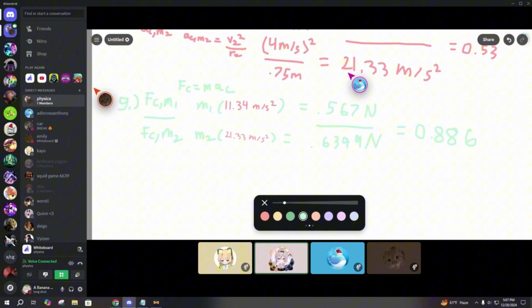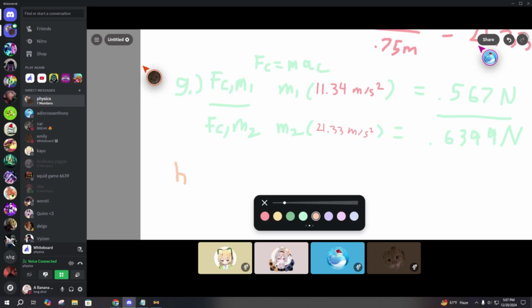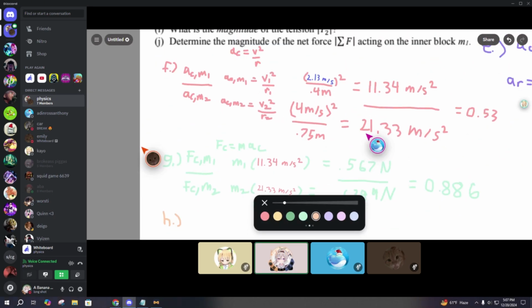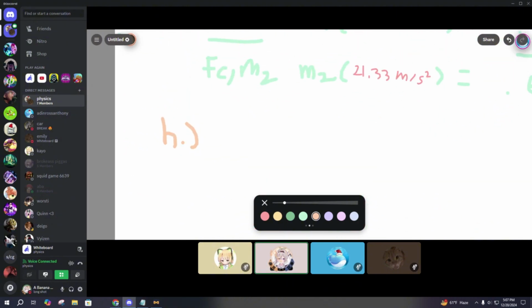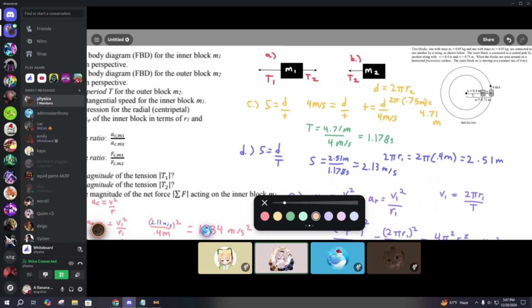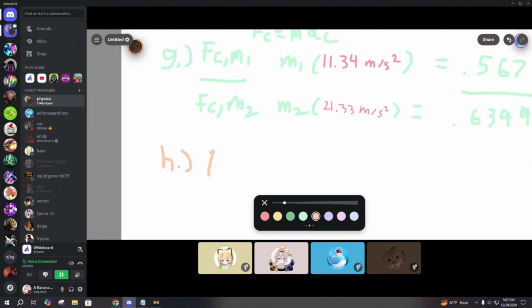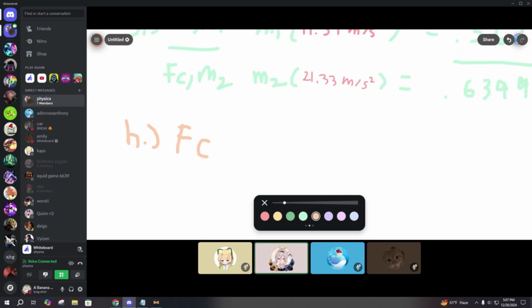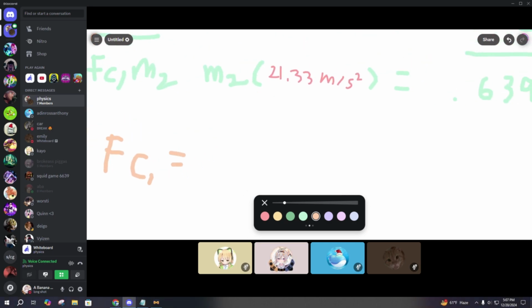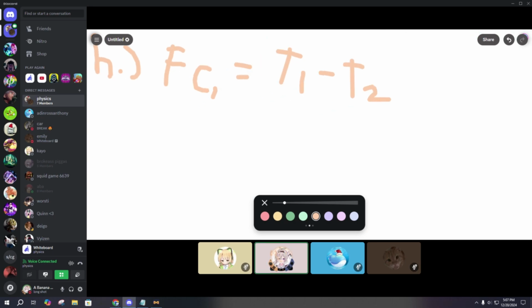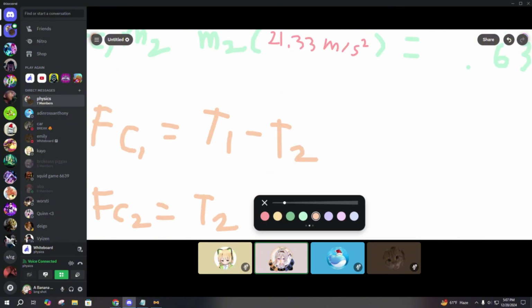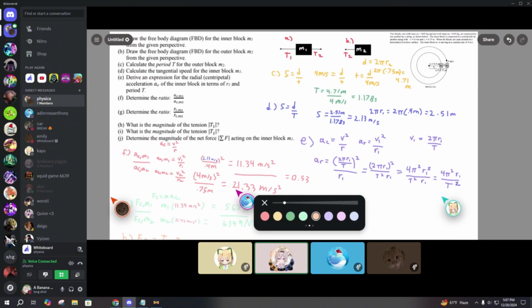Now for H. H wants the magnitude of tension T1. Well, let's write out what tension T1 is a part of first. So I know that T1 plays a role in FC1, right? Because it's the net force of the forces going inwards that act on block 1, on that same plane, inwards and outwards. So FC1 is equal to T1 because that's pulling inwards, but it's also minus T2 because that's pulling the block outwards. And then let's write FC2. It's just going to be equal to T2 because in looking at that M2, the only thing pulling it inwards is T2.